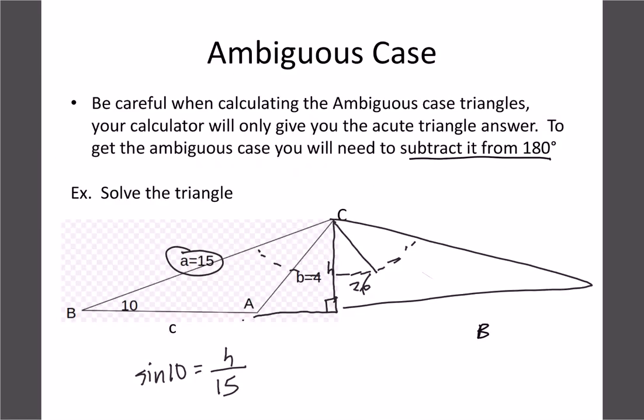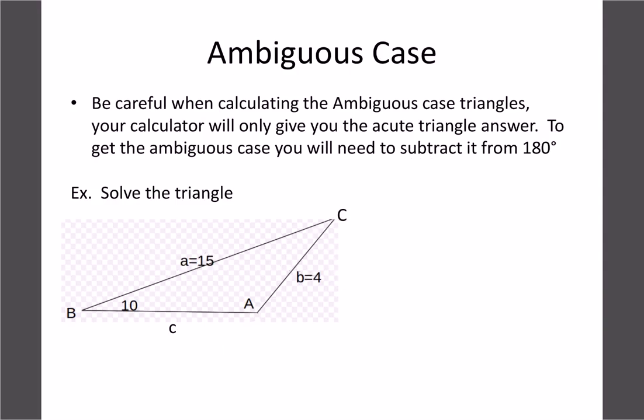So if we go back to this one again, you can see we do have the ambiguous case, because 4 is bigger than the 2.6 we calculated, but it's less than the 15. So we could swing this side 4 over to here, and we'd get our two possible triangles. Like I said before, if you get the triangle picture given to you, then you already know it's good. We have the ambiguous case scenario.